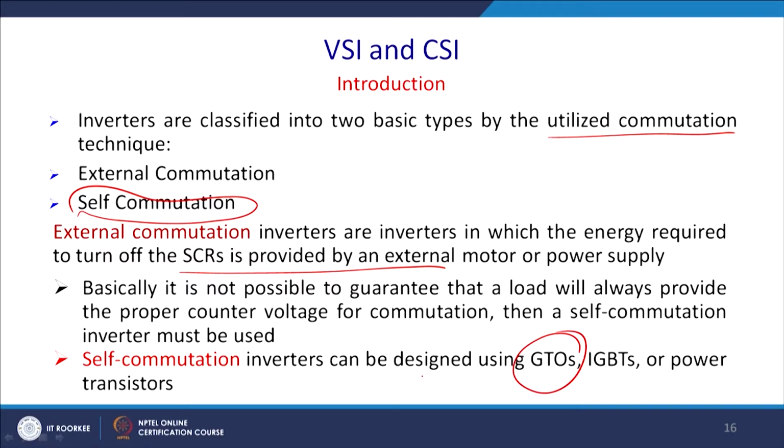GTO has the highest power rating and the lowest switching frequency. IGBT is the middleman in the row, with medium power rating of tens of kilowatts and tens of kilohertz frequencies. Power transistors we nowadays do not use, because power dissipation is quite high, but you can use the MOSFET, which has a higher switching frequency but lower power rating.